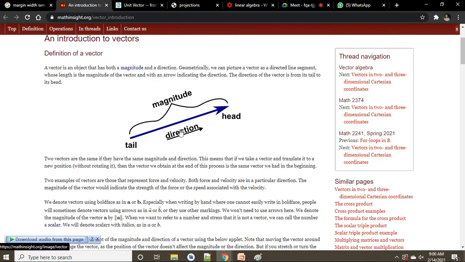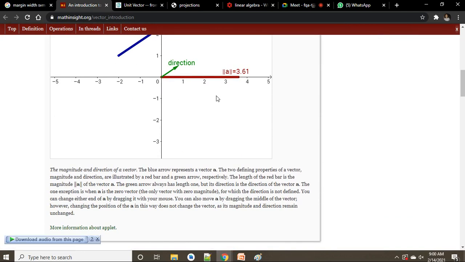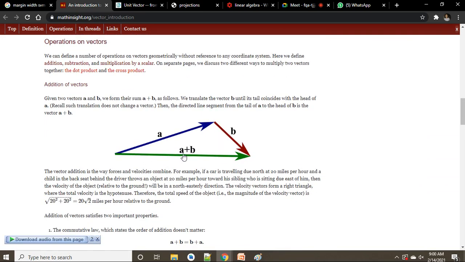So a vector has two things, magnitude and direction. If you want to find out anything, this is the magnitude and this is the direction. If you want to find out something like this, then this is A plus B. Simply, we started from this point, reached here, and from there reached here.